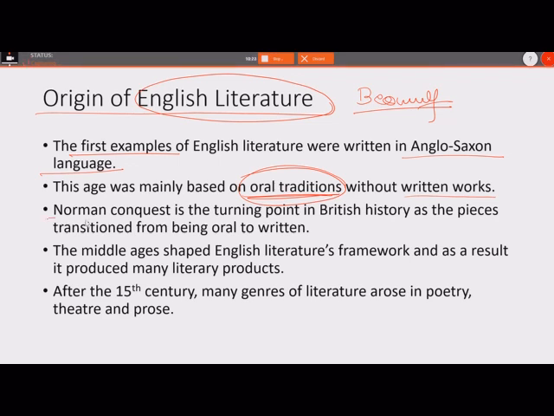Now, the Norman conquest, as we read earlier, in 1066 was a turning point in British history, and from this point onwards, we see literature transitioning from oral to written. So the oral tradition that was continuing for such a long time in the past can now be seen in written form. The Middle Ages shaped English literature's framework and as a result produced many literary products.